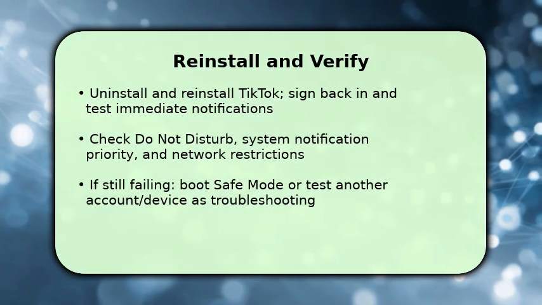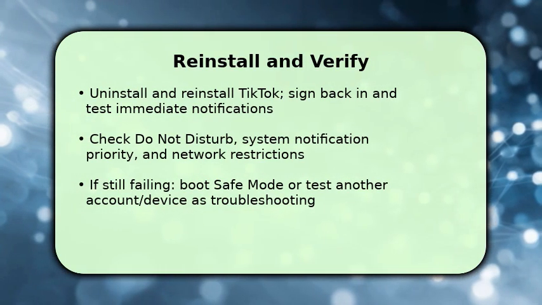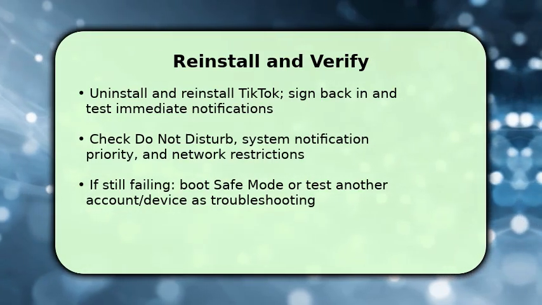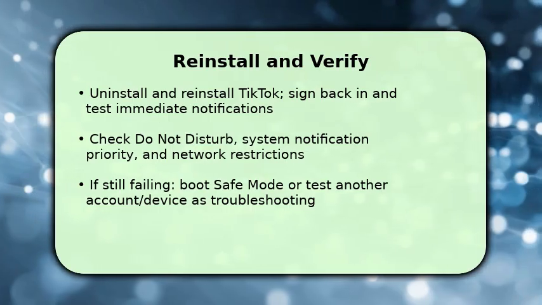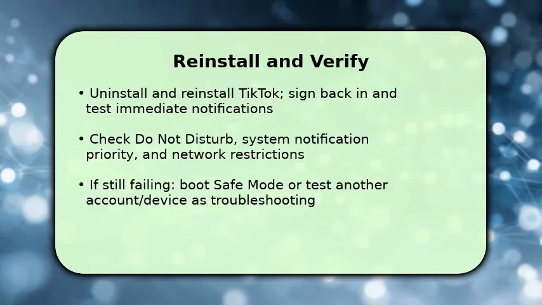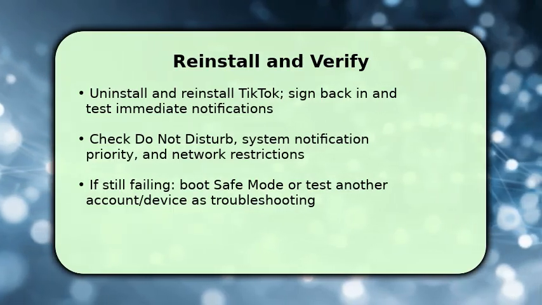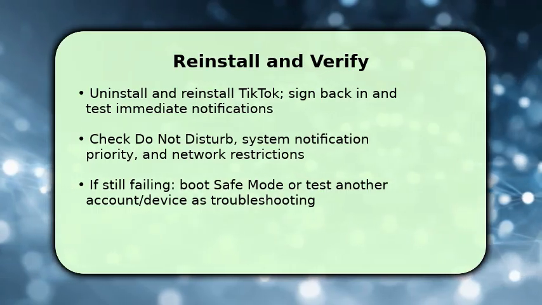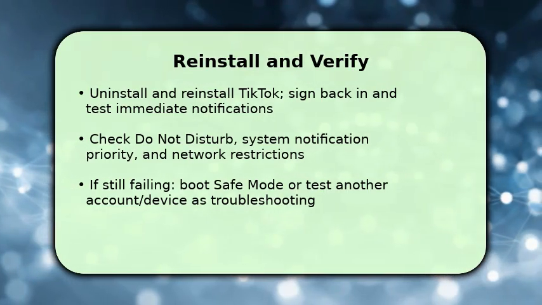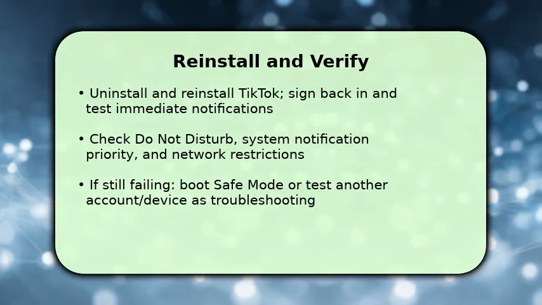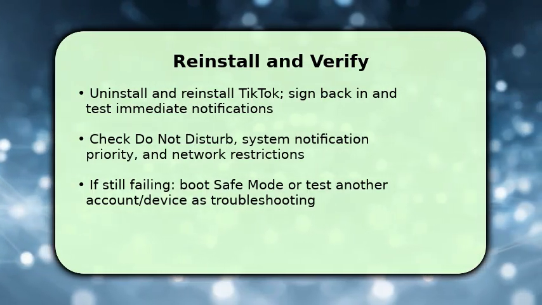Uninstall, reboot the phone, then reinstall from Play Store and sign in. This refreshes push tokens. After reinstall, send a test push or ask a friend to mention you. Make sure Do Not Disturb is off and system notification priority for TikTok is normal. If notifications still don't show, boot into safe mode to rule out third-party interference or test with another account or device. If that fails, one key tip is to check carrier or router-level blocking of push services.